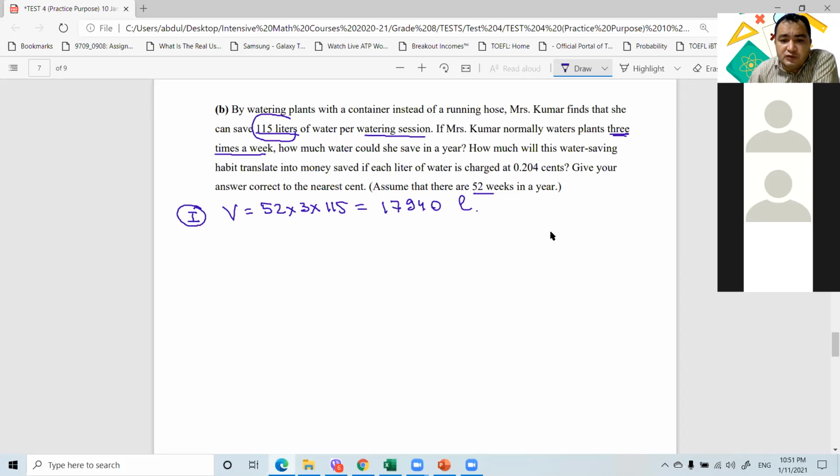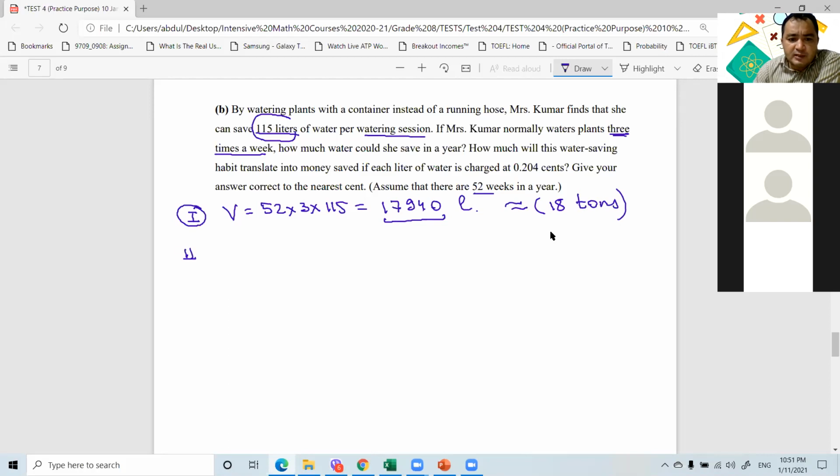So actually, instead of using a running hose, if she uses only the container, she could save that much water, 17,940 liters. What is it? It's approximately, let me just estimate this here, 18 tons of water. Okay, that's the first part of the question answered.